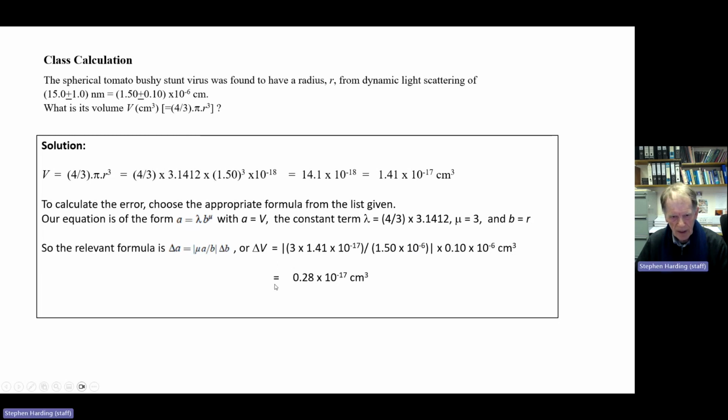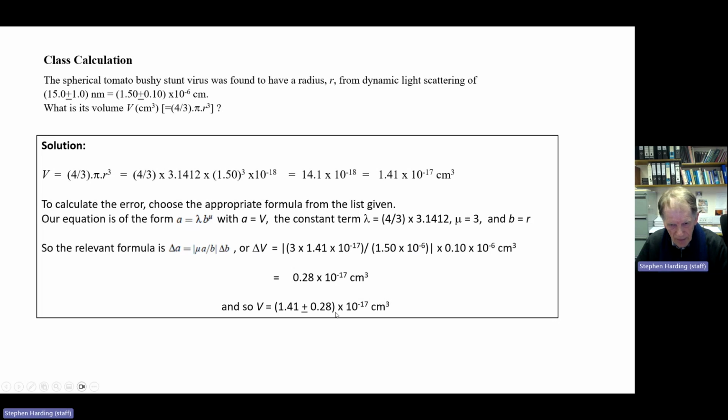And if we do that, we get a value for the total error in the volume of 0.28 times 10 to the minus 17 centimeter cubed. And so the volume is 1.41 plus or minus 0.28 times 10 to the minus 17 centimeter cubed. Now we could round that off to 1.4 plus or minus 0.3, but since the original data is given as 3 significant figures, it's more appropriate to leave the answer in 3 sig figs. So the volume is 1.41 plus or minus 0.28 times 10 to the minus 17 centimeter cubed.